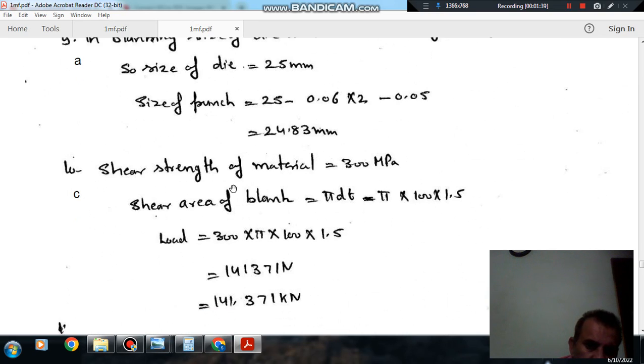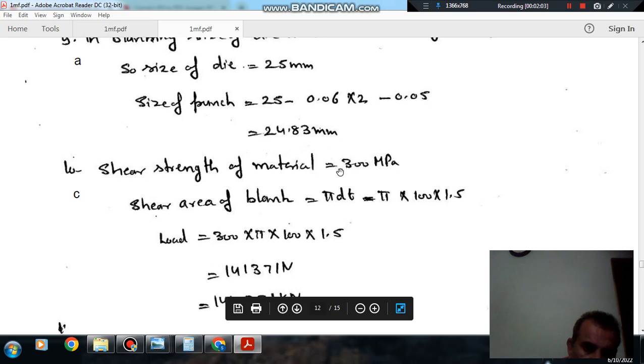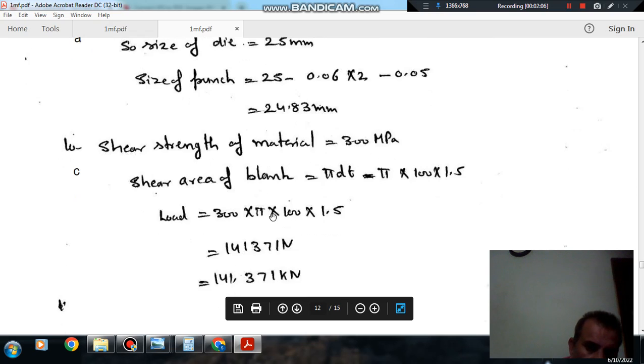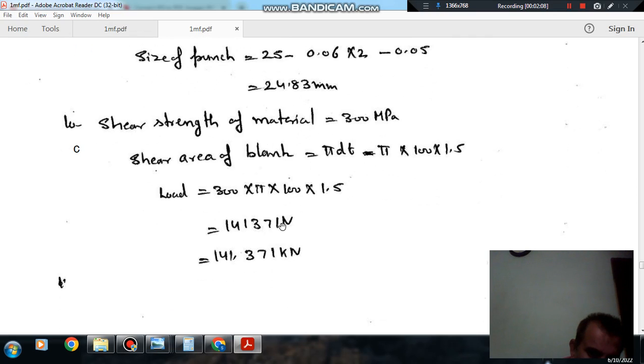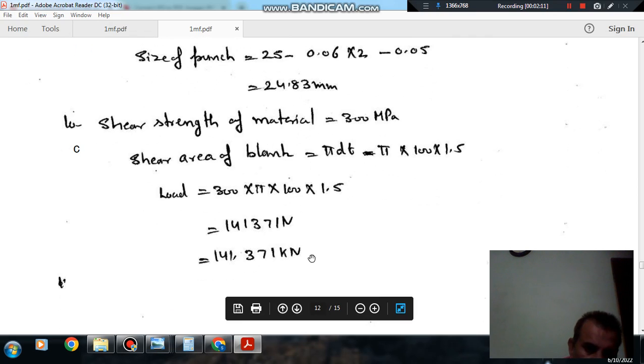So the shear strength of the metal is 300 MPa, and when we apply a punching force on a blank, the shear area for the blank is pi d t. Pi into d, where d is diameter and t is thickness. So the load will be shear strength into area, that will be 141,371 Newton or 141.371 kilonewton. So answer is option C.